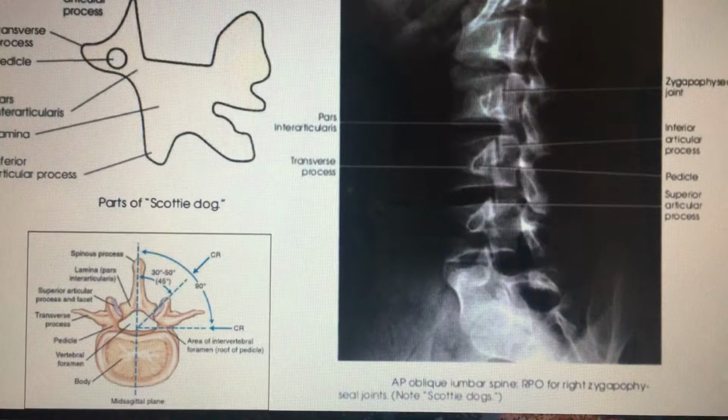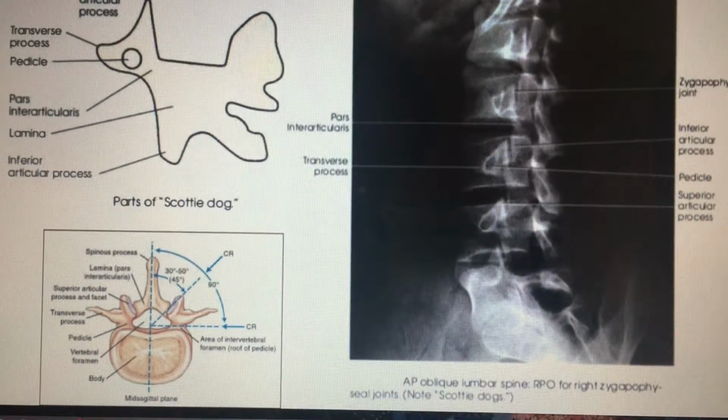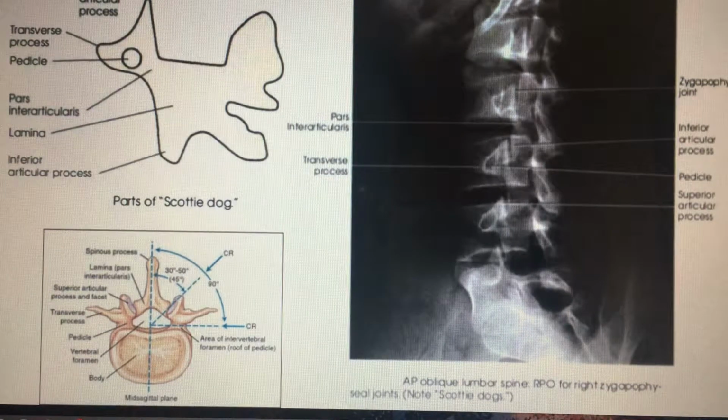In the oblique view, we can see the zygapophyseal joint. There's the Scottie dog sign. The superior articular process is the ear of the dog. The inferior articular process is the leg of the dog. Between them, the neck of the dog is the pars interarticularis. The transverse process is the nose of the dog, and the pedicle is the eye of the dog.